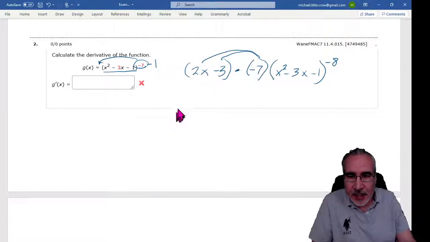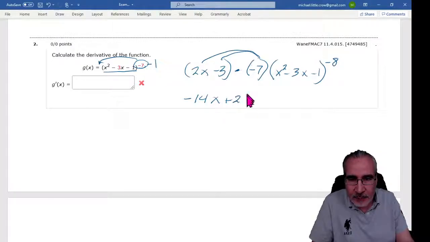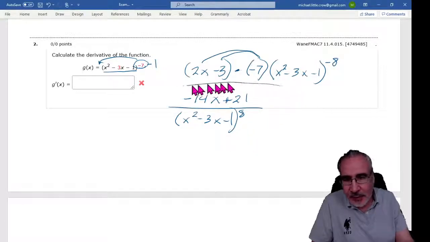Okay, so they might have the 7 coming through, and that would give us negative 14x plus 21. And then again, they could just have it times this, or because it's a negative exponent, they might rewrite it like this to the positive 8. So this is a correct answer.